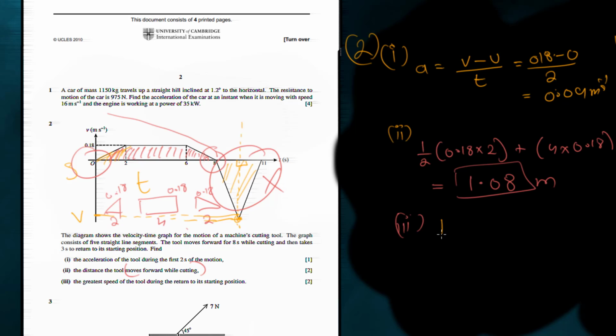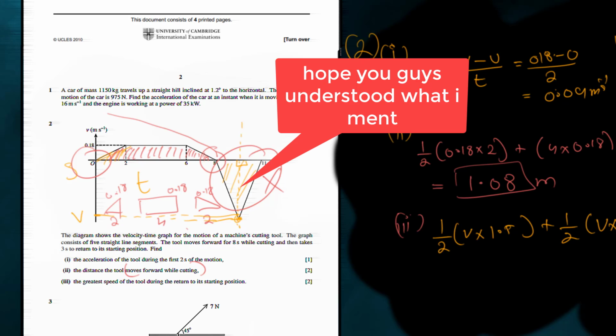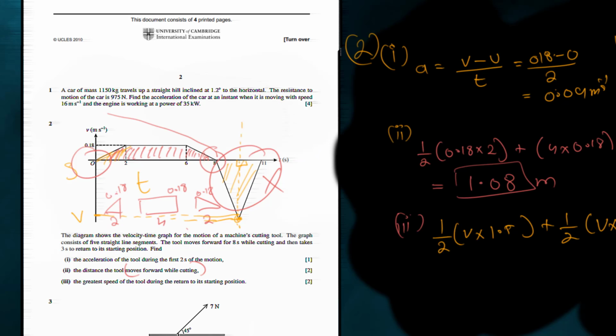So if I were to write down an equation for the area of the triangles coming backwards, wherein the height would be v and the width would be 1.5. 1.5 is the midpoint of 11 and 8, plus the other triangle is equal to 1.08. We have an equation with just one variable, and if you use simple algebra, you will get the answer of your velocity to be 0.72.